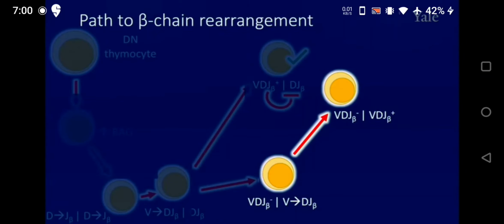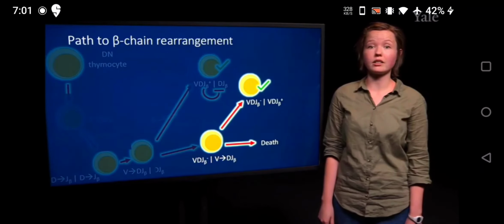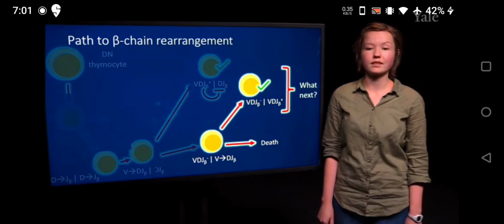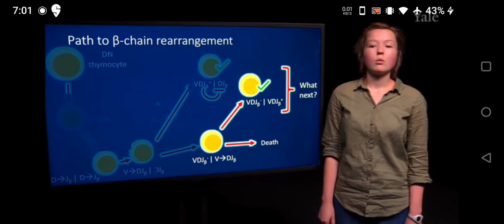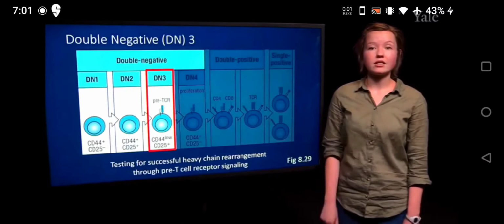If this recombination event at the second allele is successful, then the cell will also be able to move on to the next stage of development. And if this is unsuccessful, the T cell will not be able to have a beta chain, and so it will undergo cellular death. So for these cells that have a proper beta chain, what is next in their cellular development?